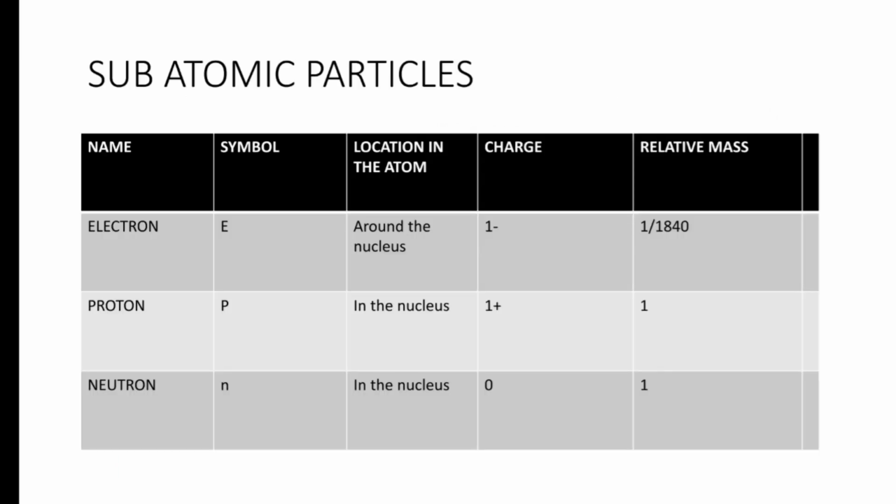The subatomic particles are electron, proton, and neutron. The symbols are capital E, capital P, and small n. The location of an electron in an atom is around the nucleus, in the orbits, and protons and neutrons are present in the nucleus, and they both make the nucleons. The charge of an electron is -1, of a proton is +1, and of a neutron is 0. The relative mass of an electron is 1 divided by 1840, proton 1, and neutron again 1.